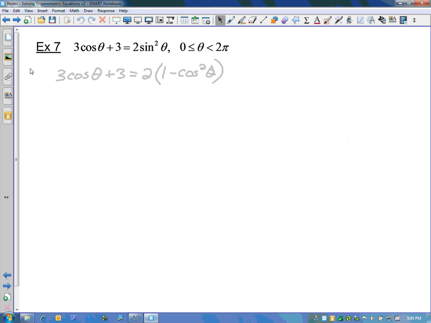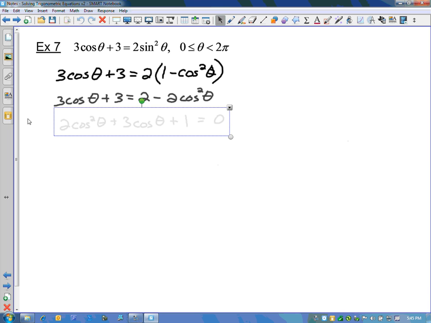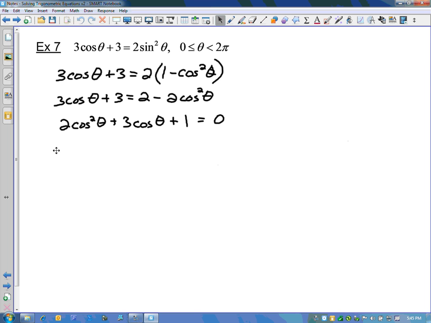Therefore, instead of sine squared, I'm going to replace that with 1 minus cosine squared, of theta, that is. And that way we have everything in terms of cosine. So a little bit of algebra now. This is a quadratic equation, a second degree equation. So I'm going to distribute and then set it equal to 0 by moving everything to the left side. That gives me this trinomial, which we can now factor.